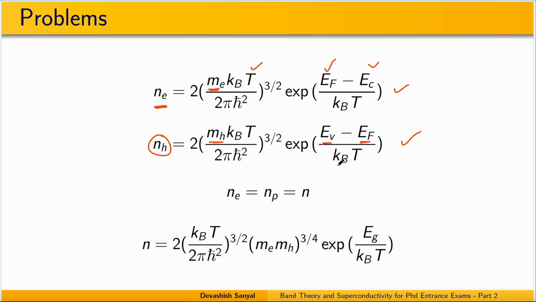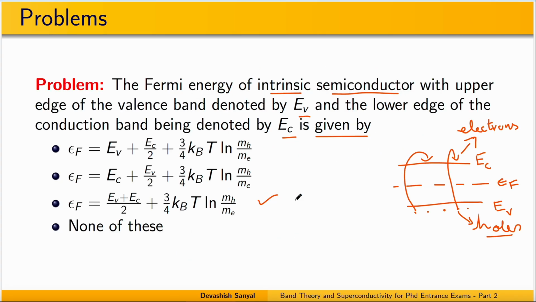For an intrinsic semiconductor, this is always true: Ne is equal to Nh is equal to n. If we equate these two, what we get is this. It's just straightforward, nothing much, so you get this answer.